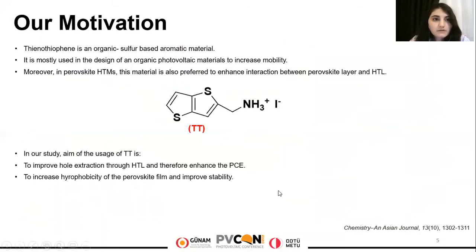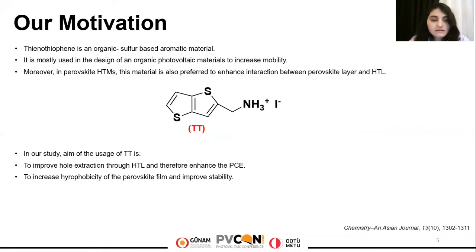In our study, our motivation is to use a novel salt we are calling TT, and it's phenothiazine-based. This molecule is an organic sulfur-based molecule. It has an aromatic ring. This is mostly used in organic solar cells, and also nowadays it's used in perovskite solar cells too as a hole transport material. It has really high charge carrier mobility. That's why it's used as a hole transport material.